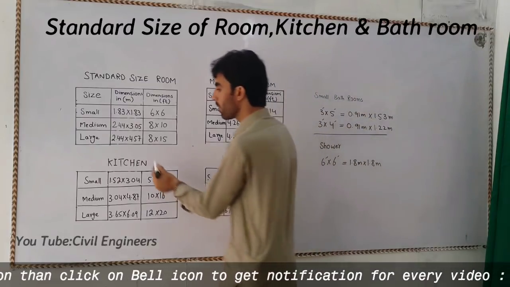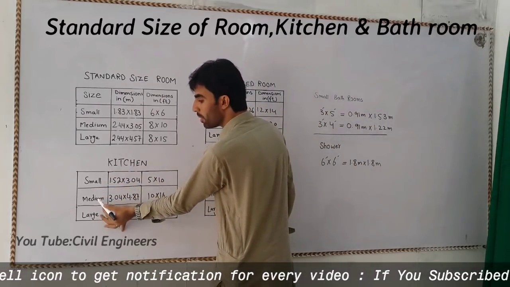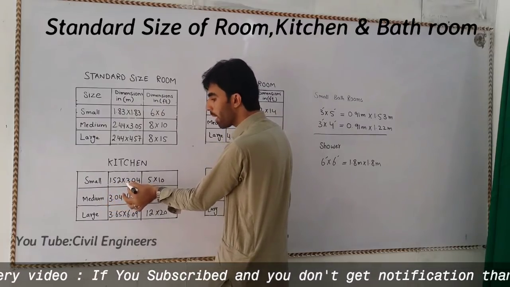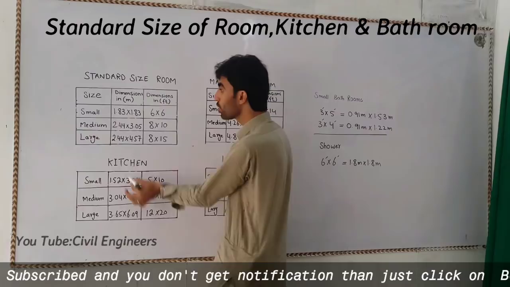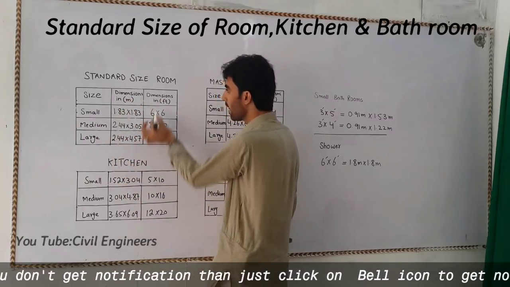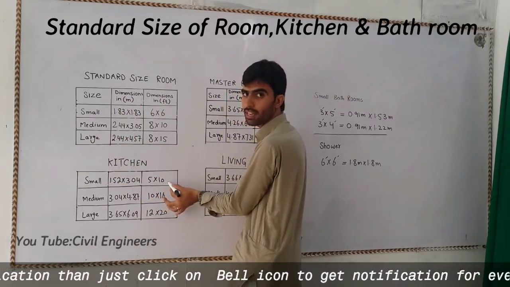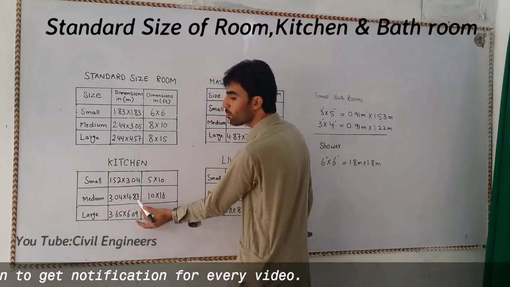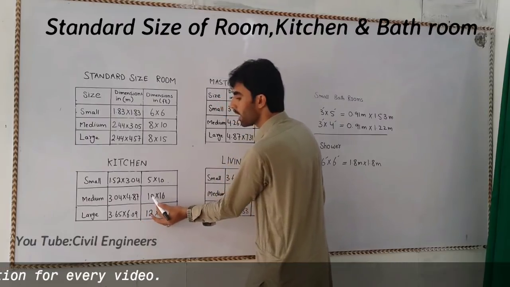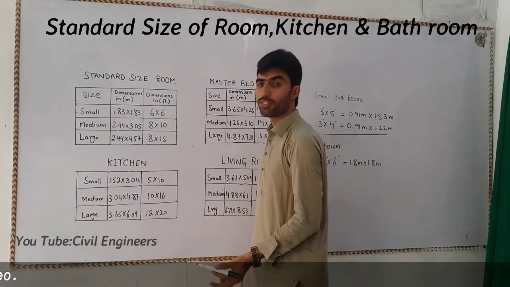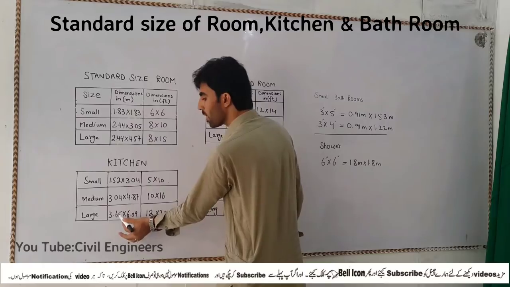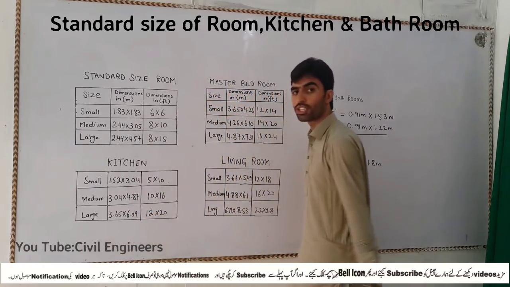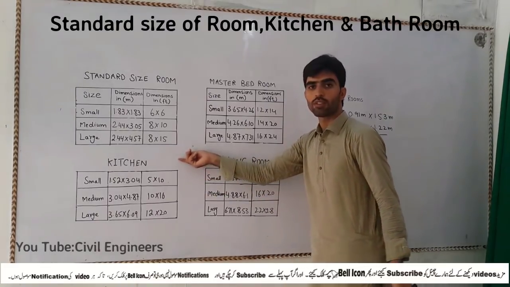The other one, we have a kitchen. So small kitchen, medium kitchen, large kitchen. For the small, 1.52 by 3.04 in meter, and in feet we have 5 by 10. The medium is 3.04 by 4.87 in meter, and in feet 10 by 16. The large one is 3.65 by 6.09 in meter, 12 by 20 feet. So this is the standard size for the kitchens.